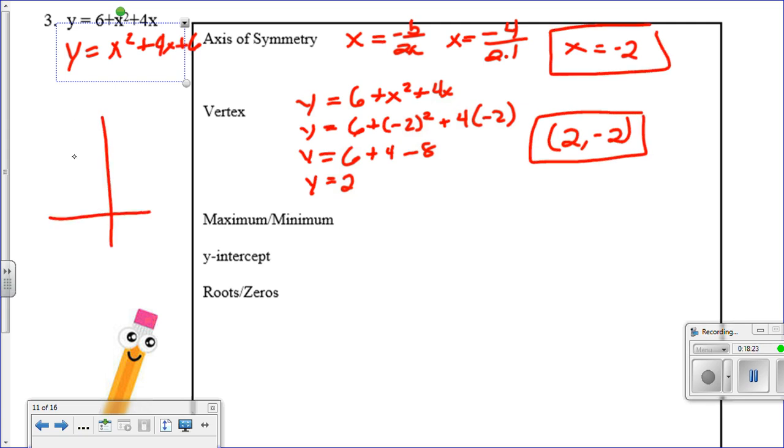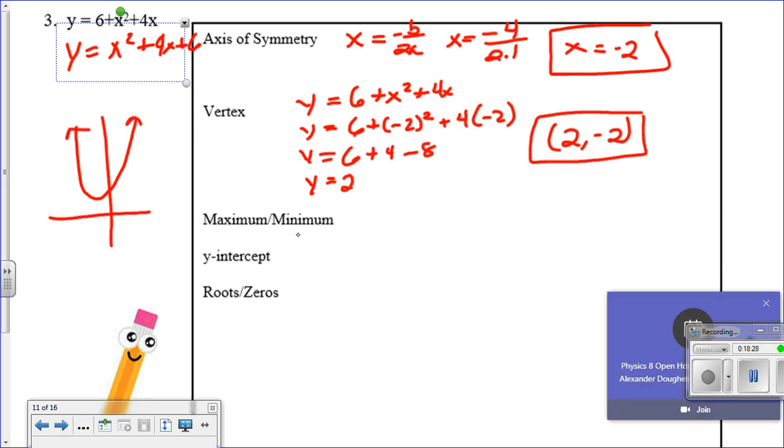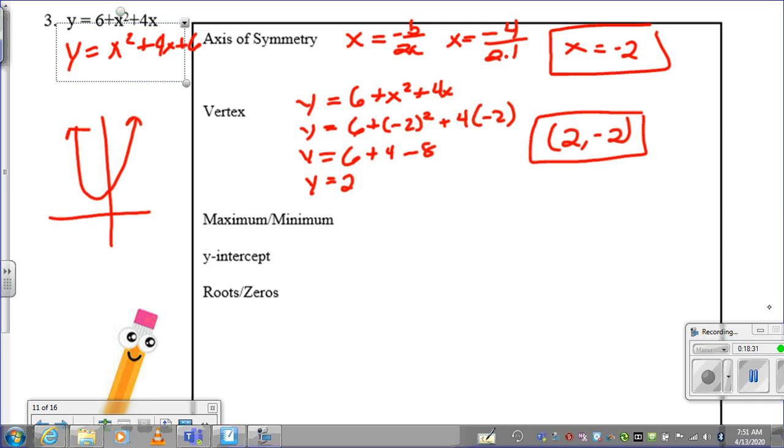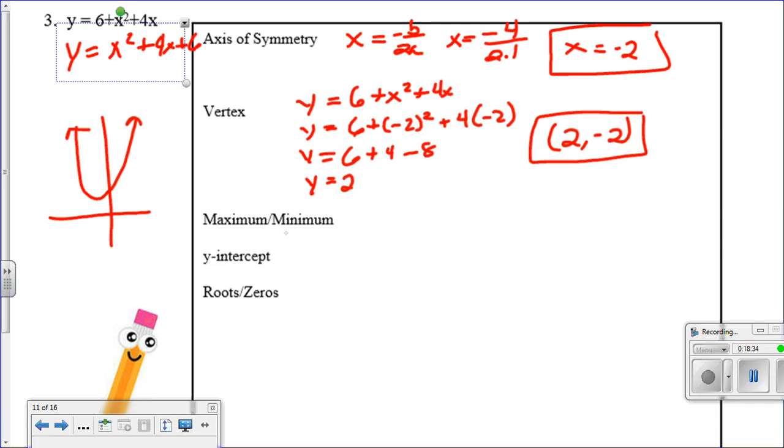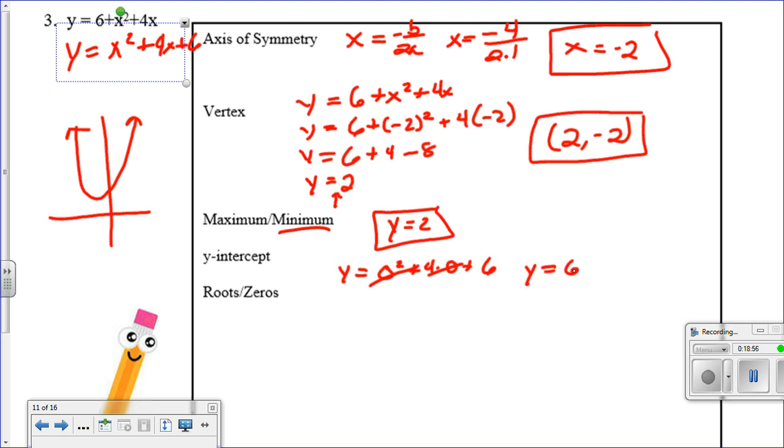I graphed this, and it looks like this right here. So I definitely have, let's get rid of that. I definitely have what's called a minimum. So my minimum value here is y is equal to 2. You're going to always notice that it's the same as your y value in your vertex. Your y-intercept, hopefully you're getting pretty good at this. You're going to put 0 in for x, so 0 squared plus 4 times 0 plus 6. So that means your y value is 6. I'll take that, or if you give me the coordinates, that would be 0 comma 6.